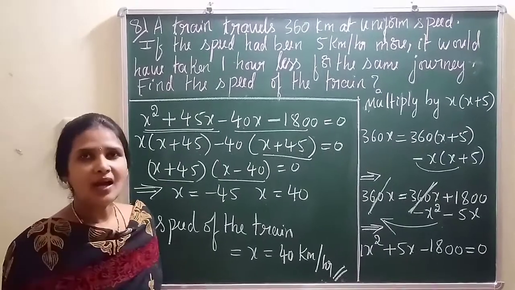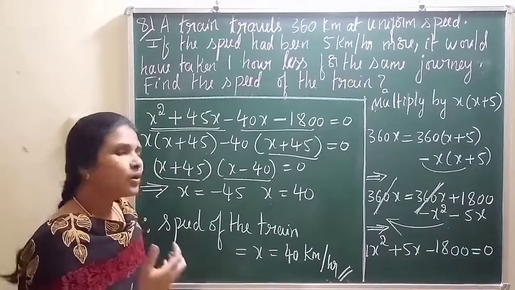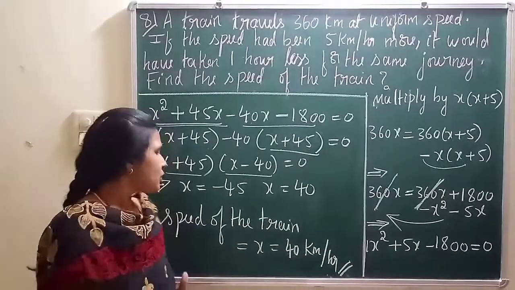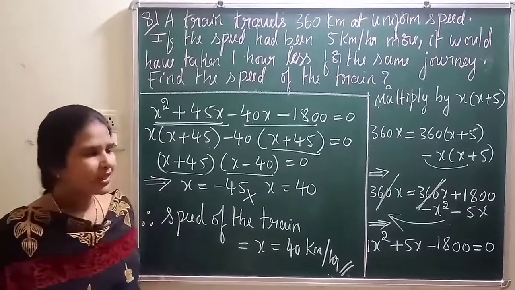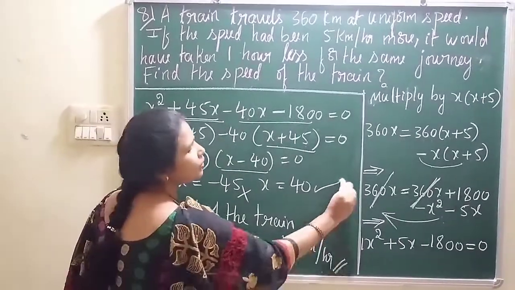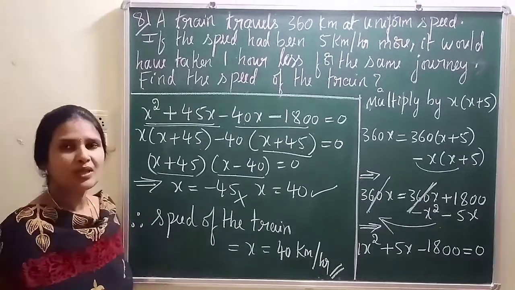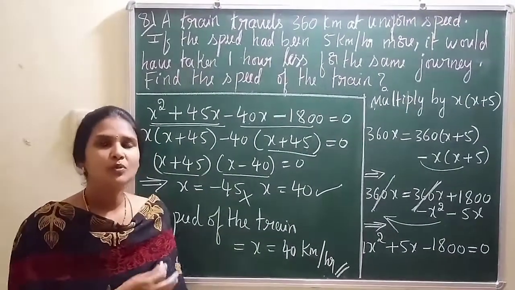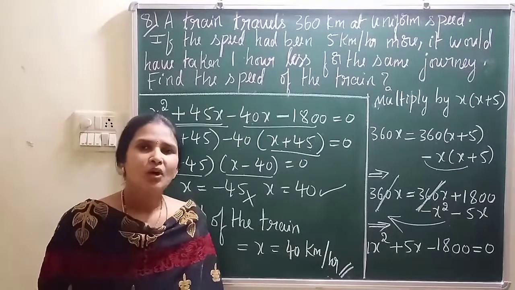Once see the question, what did he ask? He asked the speed of the train. So can speed be negative? No. Speed cannot be negative, so this case cannot be considered. So x equal to 40. So I can conclude that the speed of the train, that is the uniform speed of the train, is x equal to 40 km per hour.